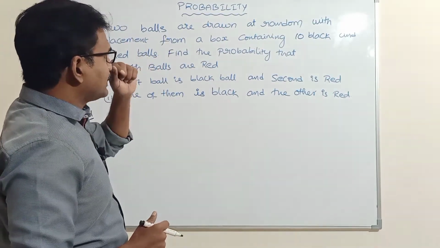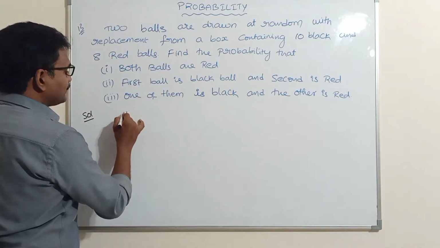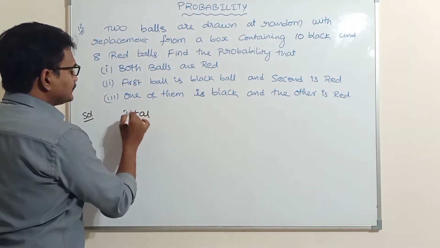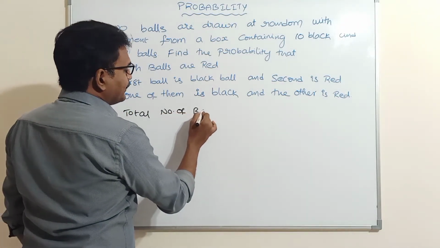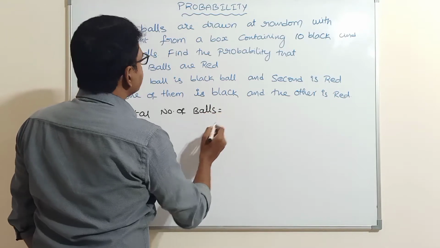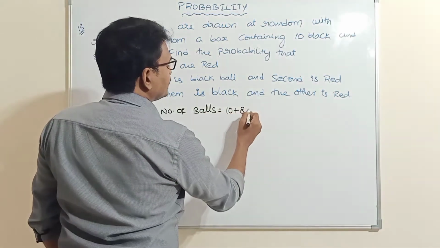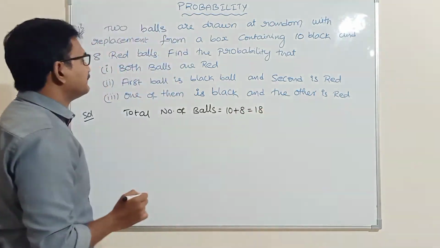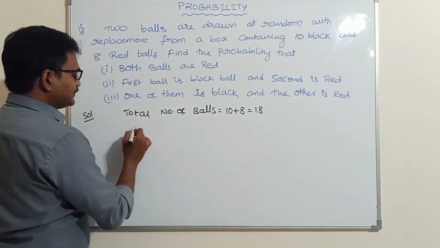Here two balls are drawn at random with replacement from a box containing 10 black and 8 red balls. So what is the total number of balls? There are 10 black balls and 8 red balls, so the total is 18.